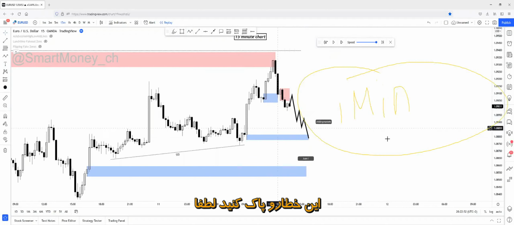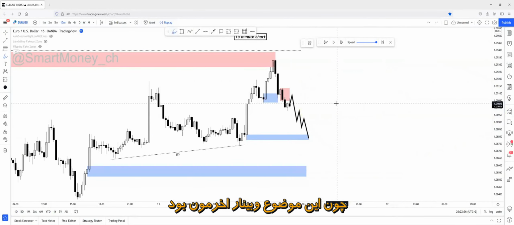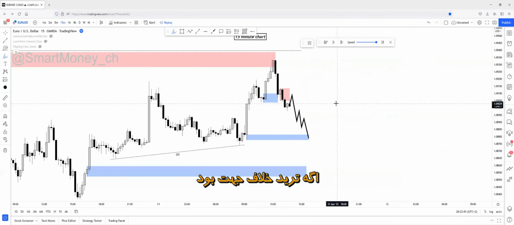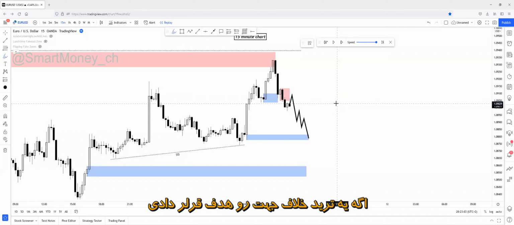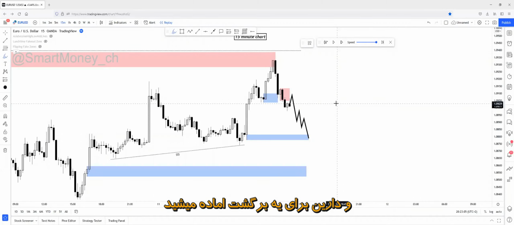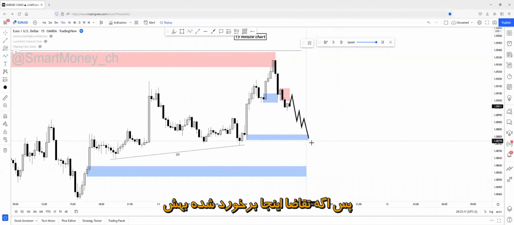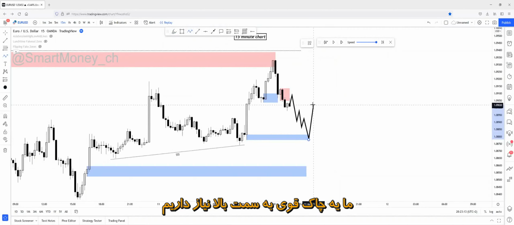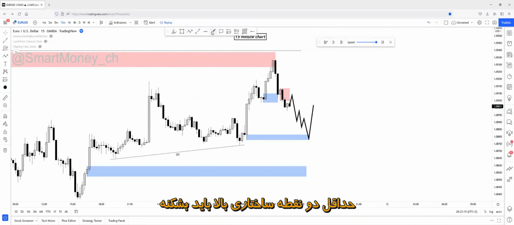Remove these drawings, please. We need a strong change of character because this was last Wednesday's webinar topic. If you're aiming for a counter trend trade and a reversal, you need a strong change of character, because a weak change of character in a counter trend trade isn't enough. So if the demand is being tapped right here, we need a strong change of character to the upside. So it leads to structural high point breaks.